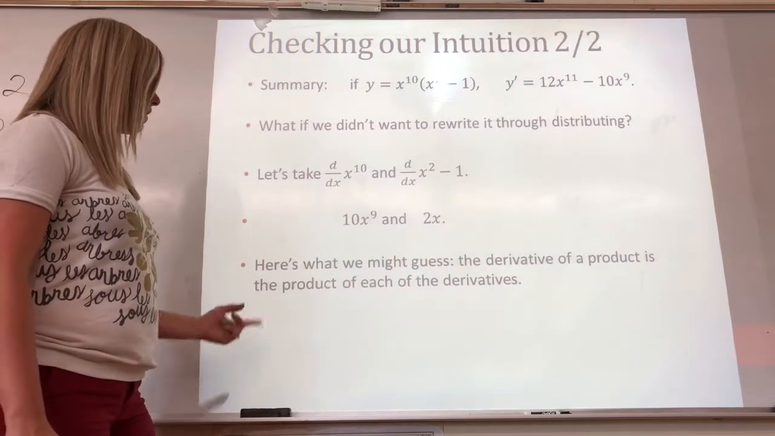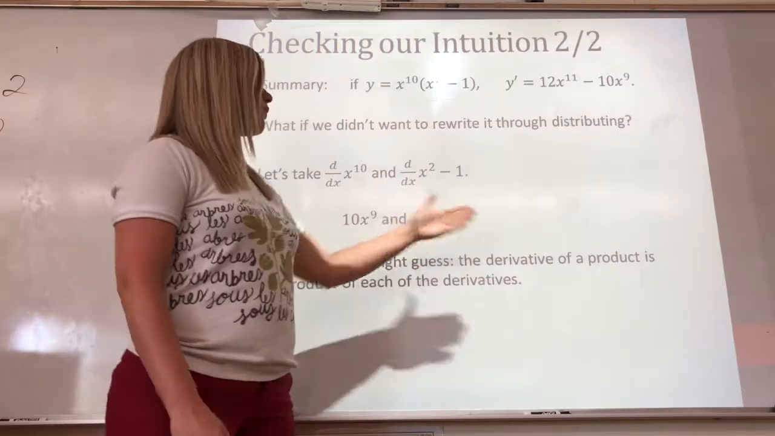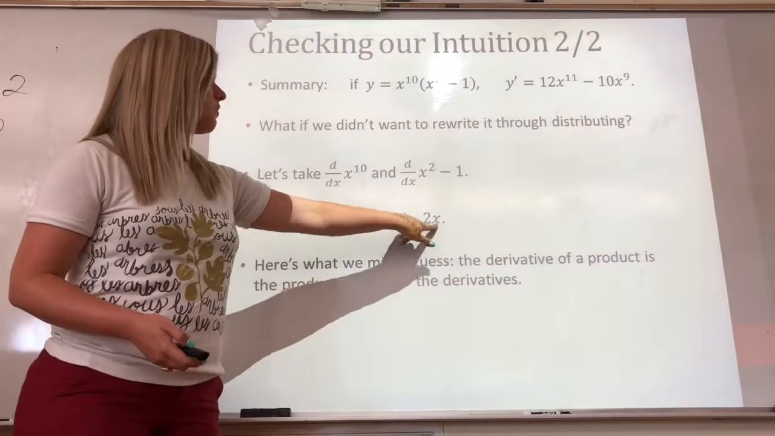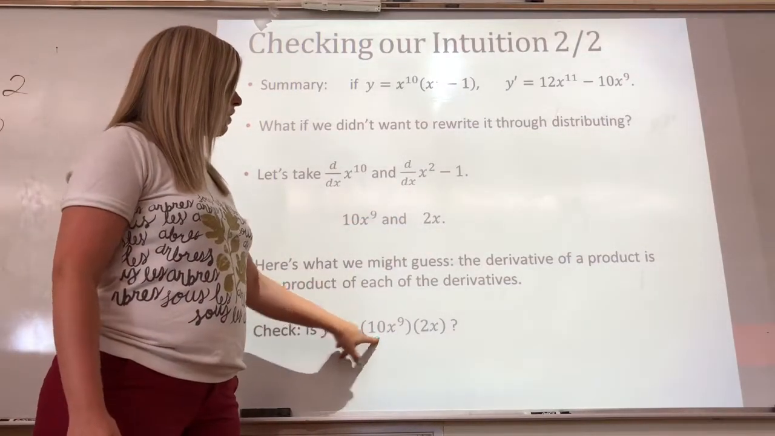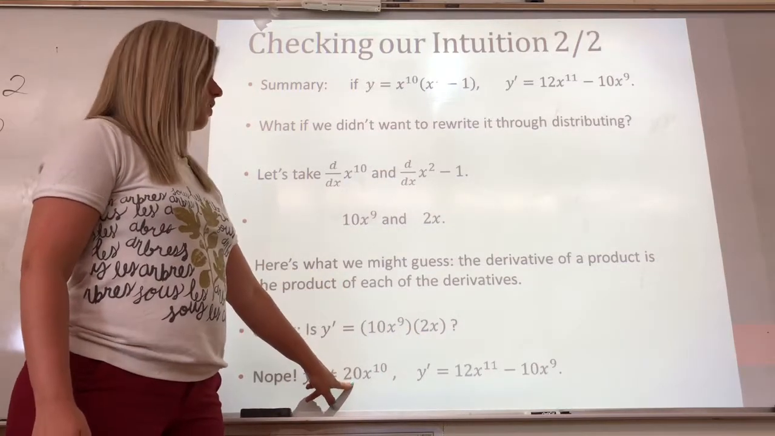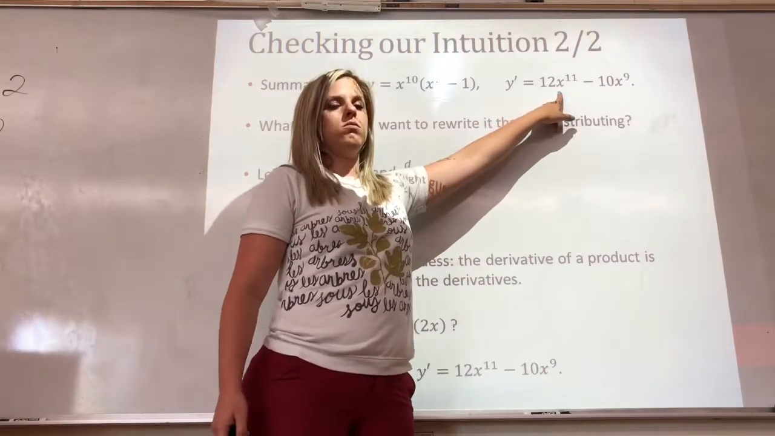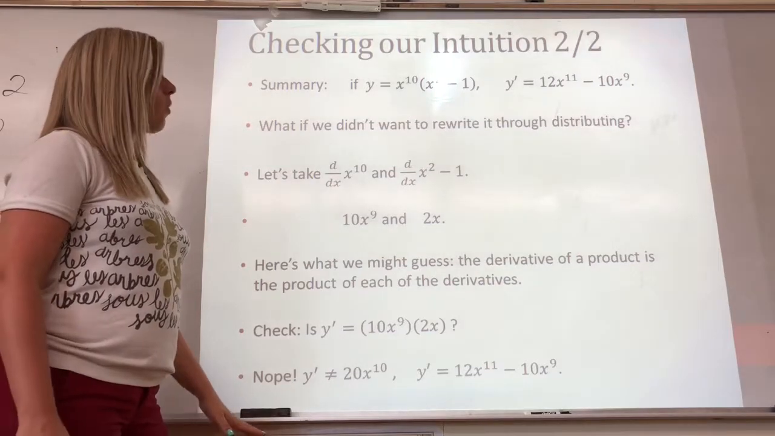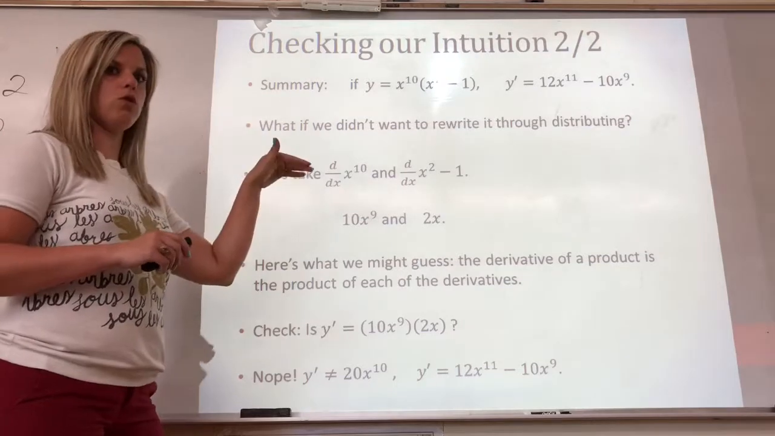Here's my guess: the derivative of a product is the product of each of the derivatives. I have each of the derivatives, and I'm taking their product, which you just did. 10x to the 9th times 2x is 20x to the 10th. Is that the derivative that we know to be true? Nope, it's not. In other words, you can't distribute a derivative like you can distribute over multiplication.